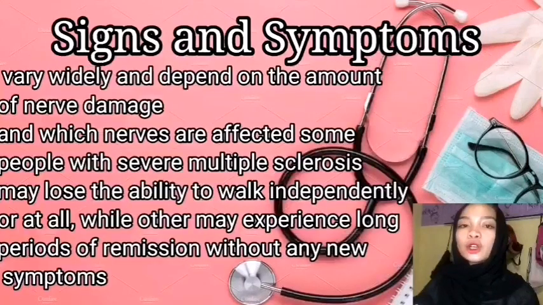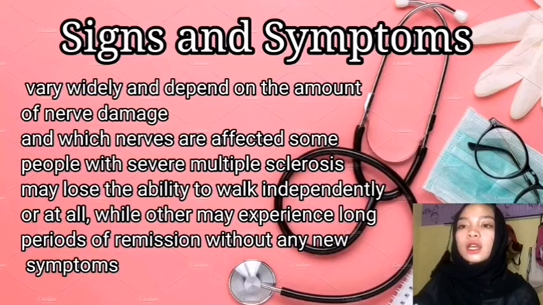Signs and symptoms of multiple sclerosis vary widely and depend on the amount of nerve damage and which nerves are affected. Some people with severe multiple sclerosis may lose the ability to walk independently or at all, while others may experience long periods of remission without any new symptoms. There's no cure for multiple sclerosis. However, treatments can help speed recovery from attacks, modify the course of the disease, and manage symptoms.